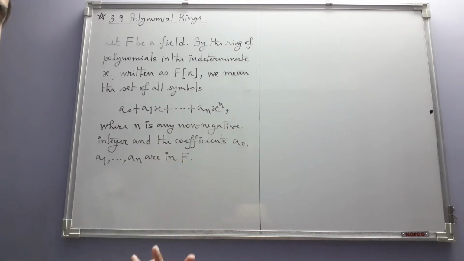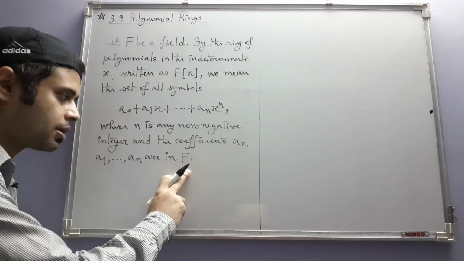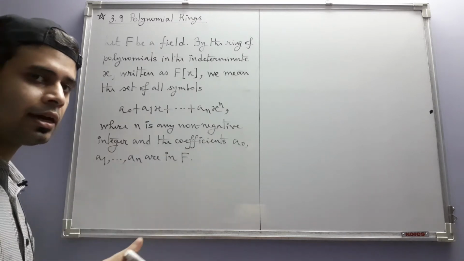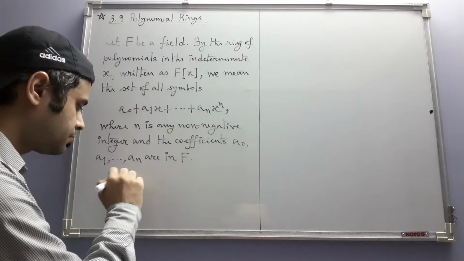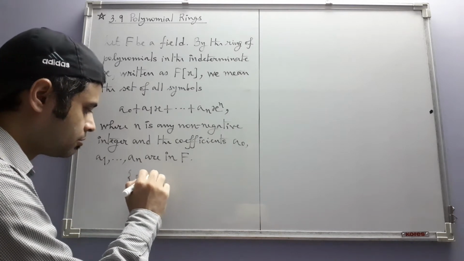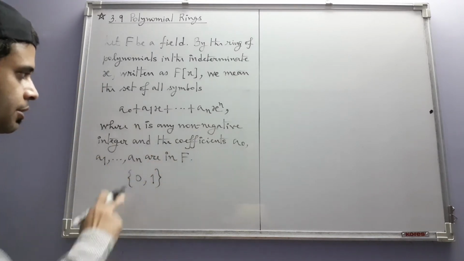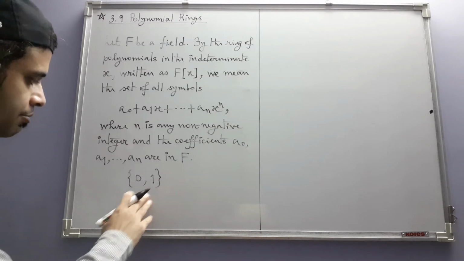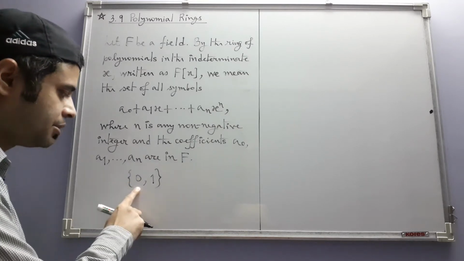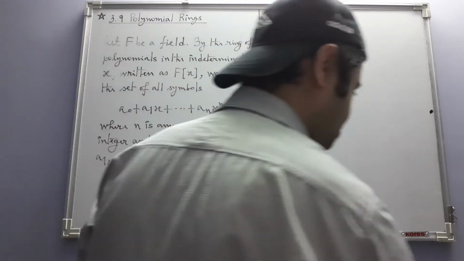In place of this F, you can have any field, either the field of real numbers or the field of complex numbers, or you can have any finite field also. We have already come across finite fields. For example, this field with two elements can also be taken in place of F, so that each ai is either 0 or 1. It's a field which has only two elements, one of them is the 0 element and the other is the unit element.